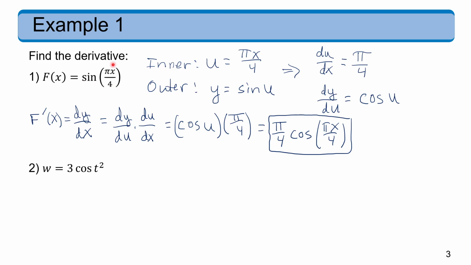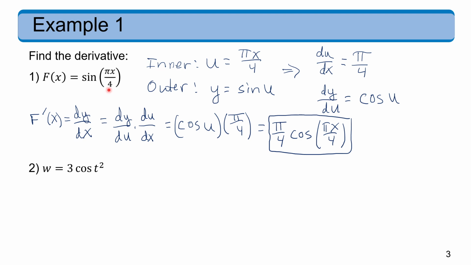So if this were just sine x, the derivative would be cosine of x. So we would start by saying cosine of, and instead of x you have to keep the inside part. So you would write cosine of pi x over 4. Then you know you're not done because you also have to multiply by the derivative of the inner function.